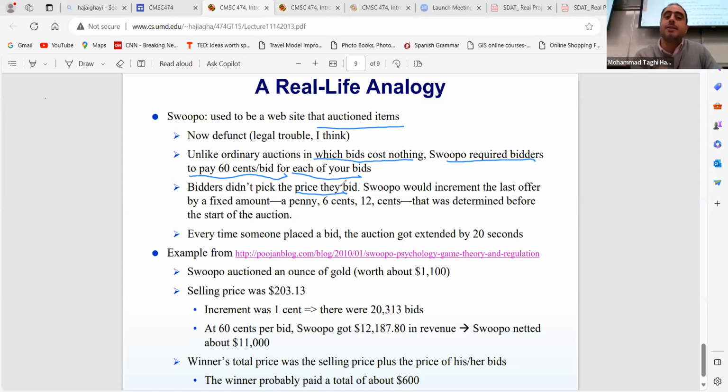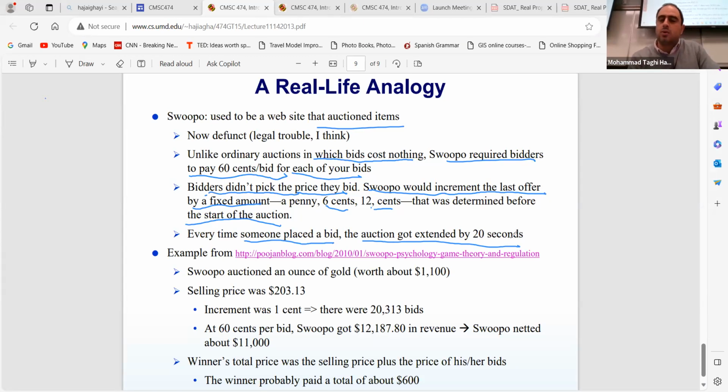On top of that, there was this twist. Bidders didn't pick the price of the bid. Swoopo would increment the last offer by a fixed amount, say a penny, 6 cents, or 12 cents, and that was determined before the start of the auction. So if you want to bid, you pay 60 cents and the price goes 10 cents up. Every time someone placed a bid, the auction got extended by 20 seconds.